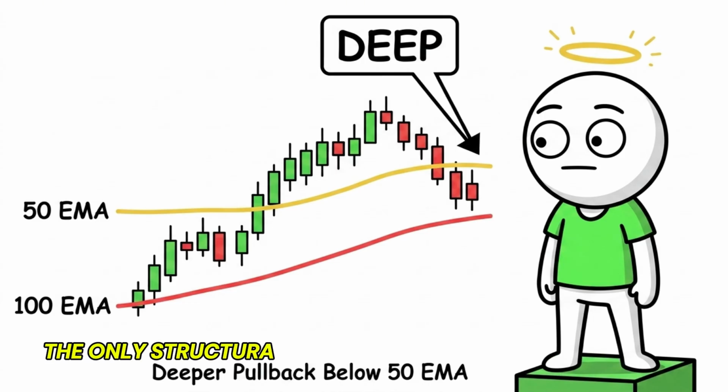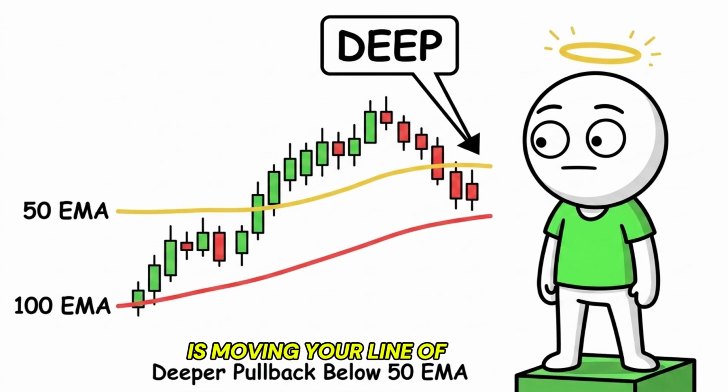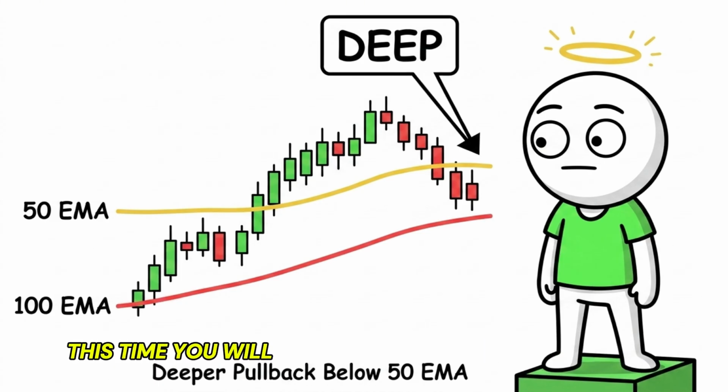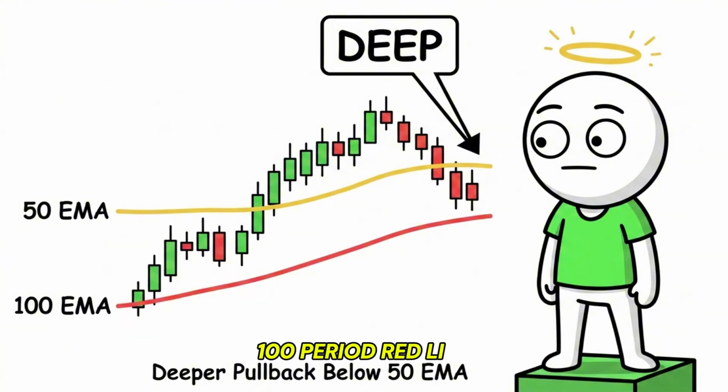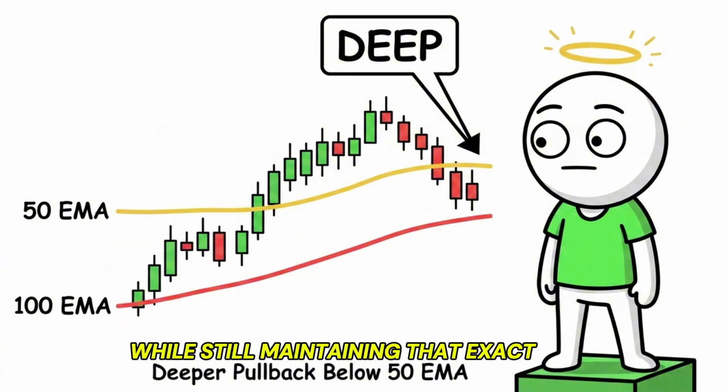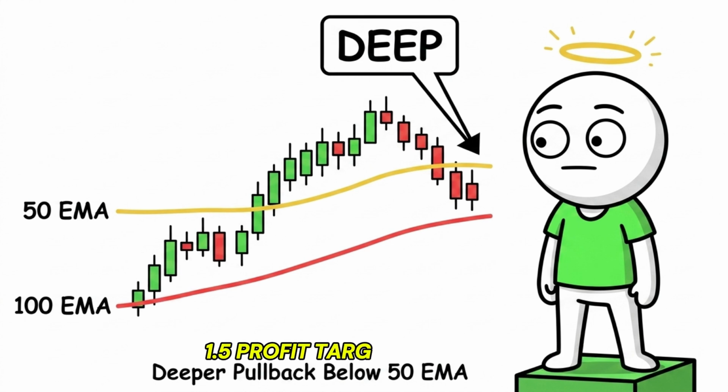The only structural adjustment you're going to make is moving your line of defense. This time, you will place your protective stop loss right underneath the slow 100 period red line, while still maintaining that exact same 1.5 profit target ratio.